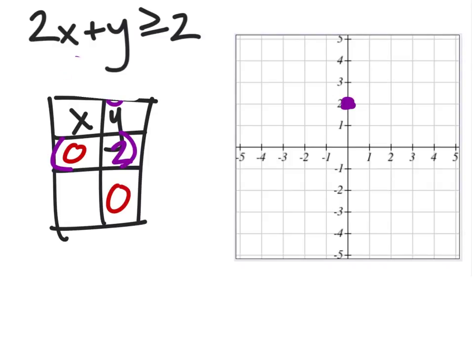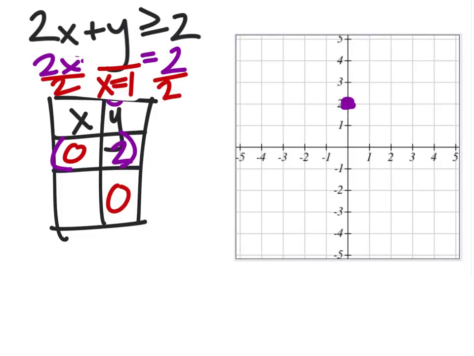Now we've got 2x plus 0 is equal to 2. We don't even need the plus 0. We'll just divide both sides by 2, and that gives us x is 1. So x is 1 there, and we have 1, 0 right here. That allows us to graph the line through these points. If I could hit these a little bit better, that'll work.